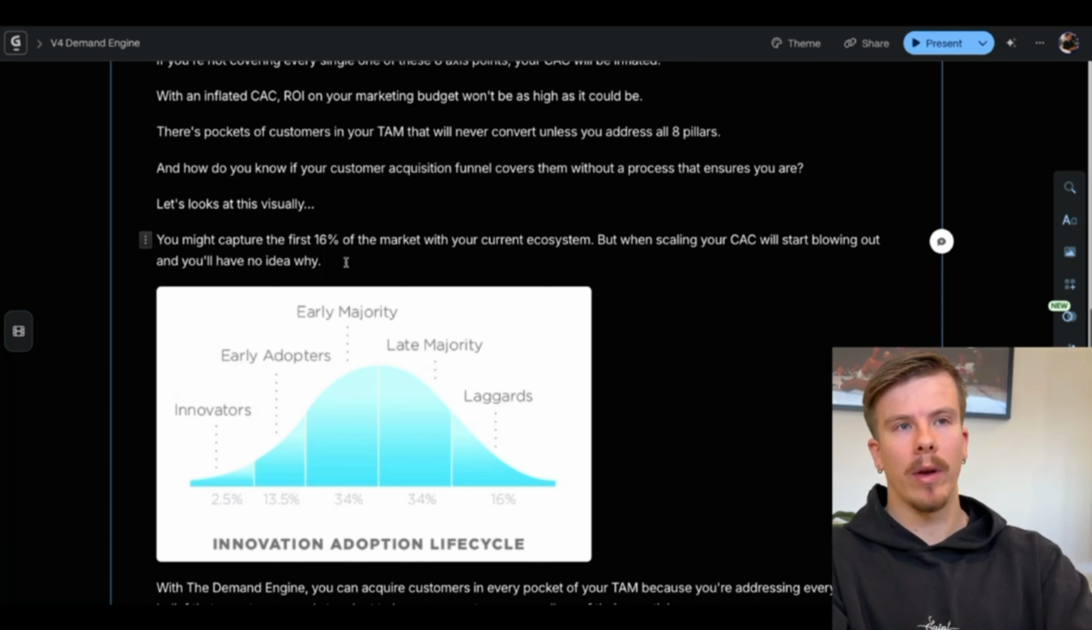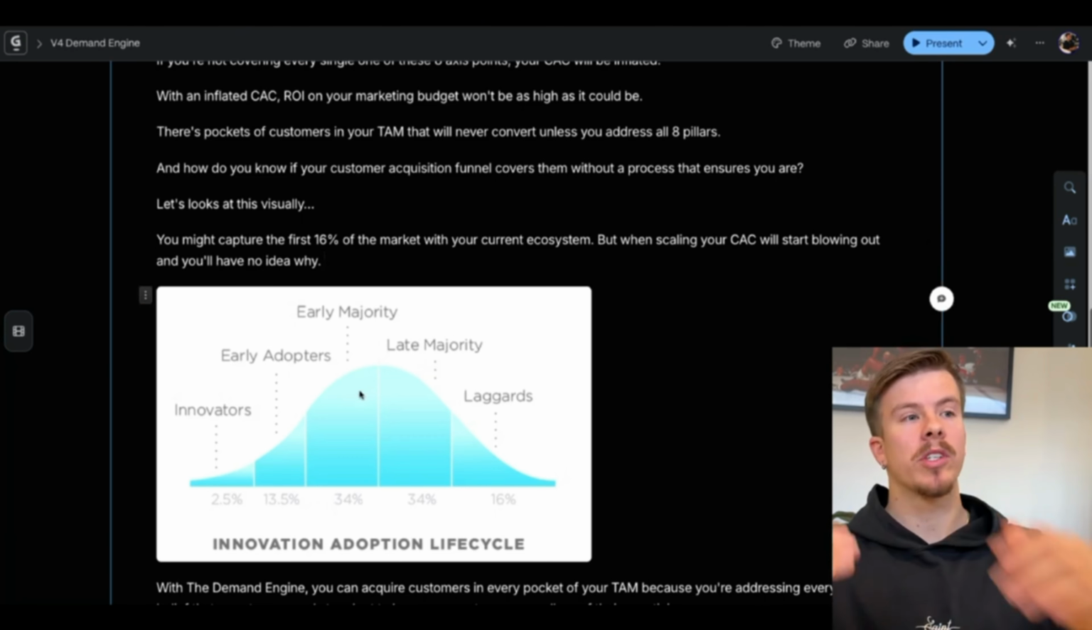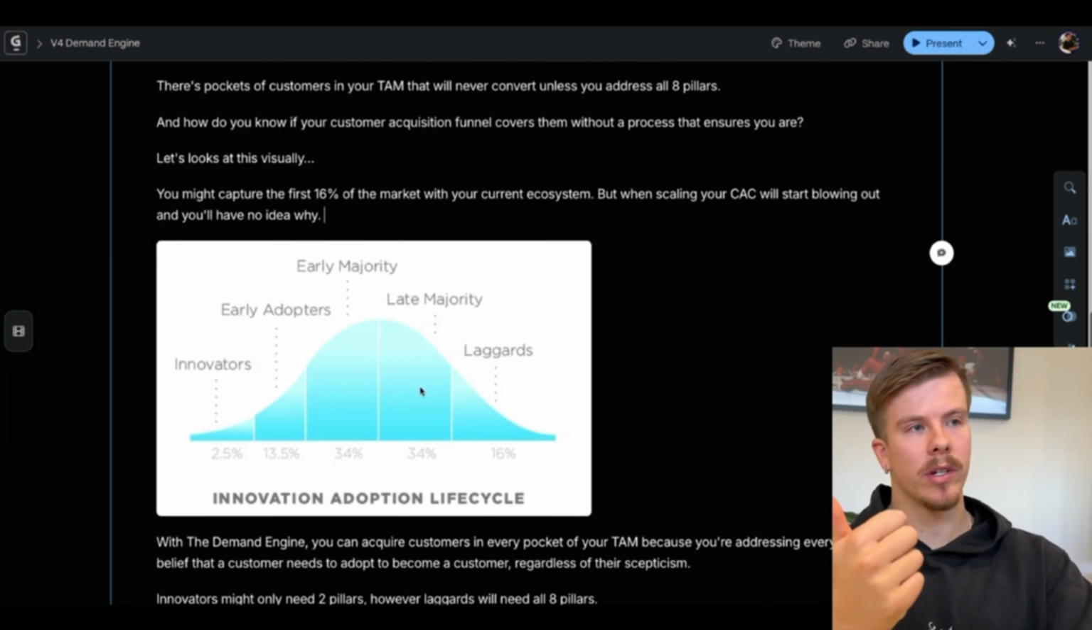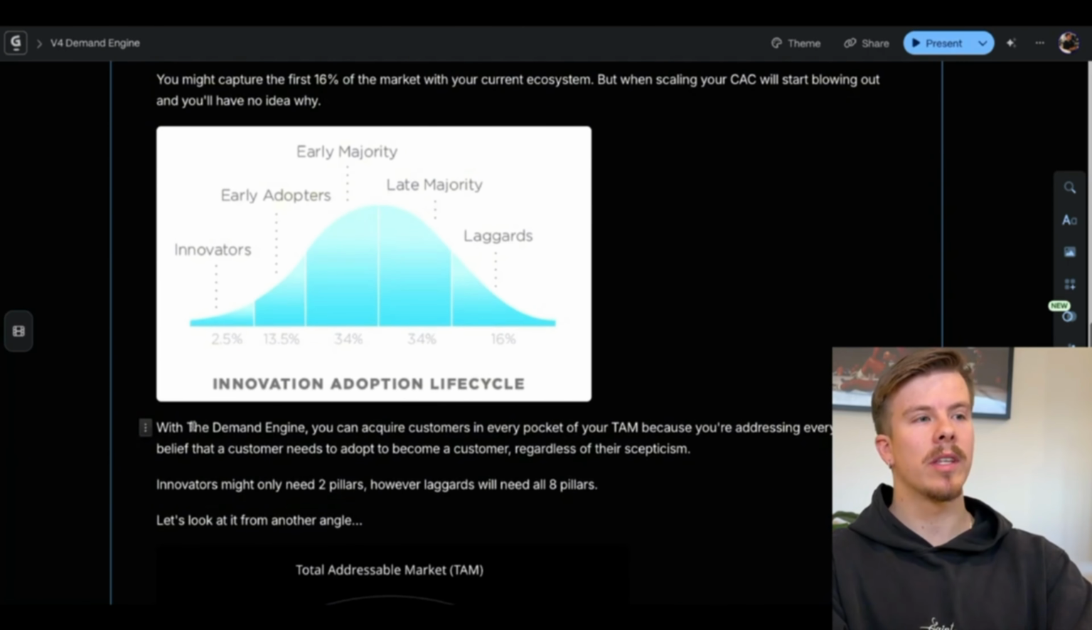And your CAC will start blowing out. Your CPA, your cost per lead will start blowing out if you don't have these 8 pillars. Because as you get to more sophisticated, more skeptical layers of the market, which are these middle and back ends of the market, these guys take more convincing and you're not convincing them because you don't have all these pieces in place to overcome and nullify all their objections. And that's what this process is supposed to do.